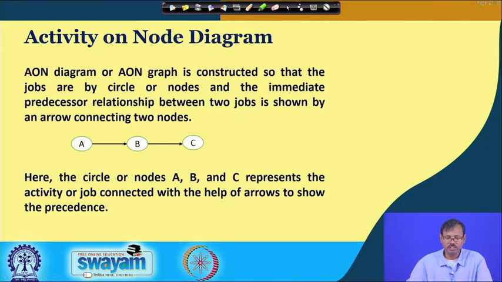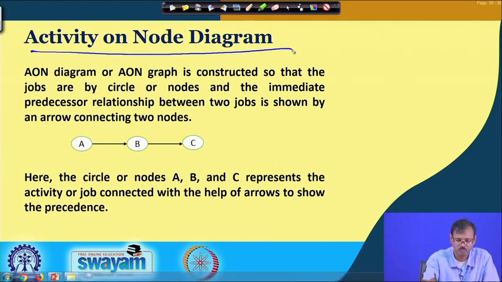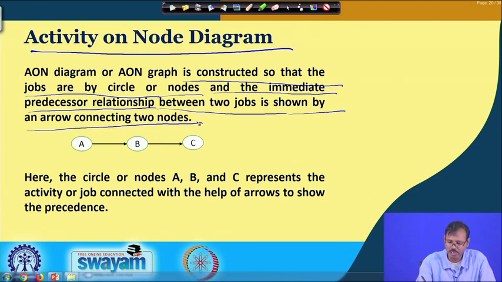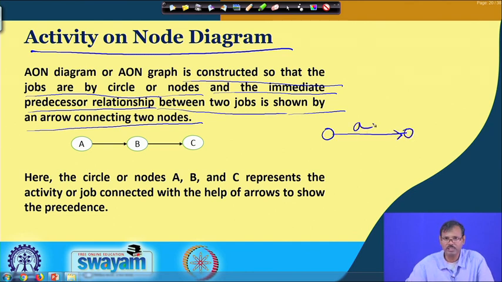The activity on node diagram is constructed so that the jobs are mentioned in the node, and the immediate predecessor relationship between two jobs is shown by an arrow connecting two nodes. That means, in the arrow diagram we mention the job A of length T, which starts from node 1 to 2. In this case, we represent a circle, which is the node, where we mention the job and its duration within the node.